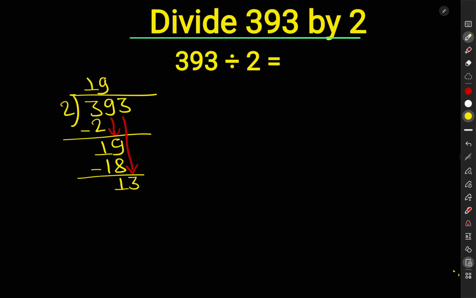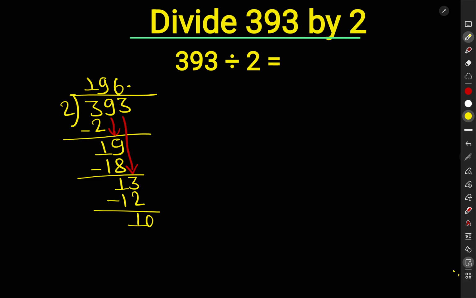So it is 13 and 2 times 6 means 12. On subtracting it is 1. So this 1 is less than 2 and there is no other number beside. So we put decimal so that we take zero.